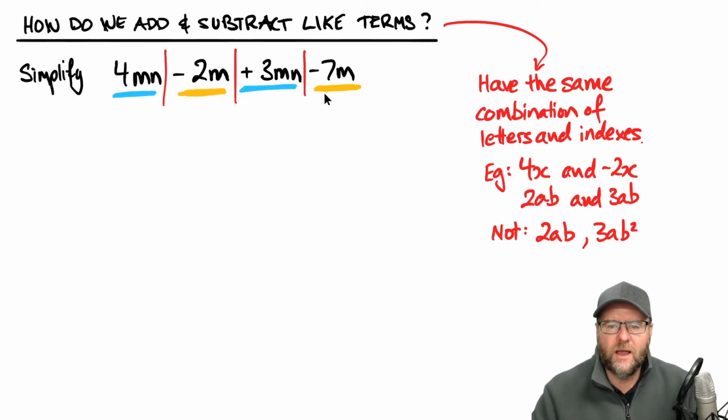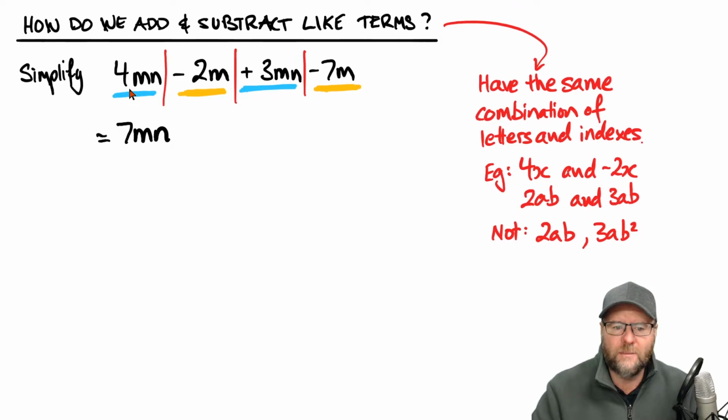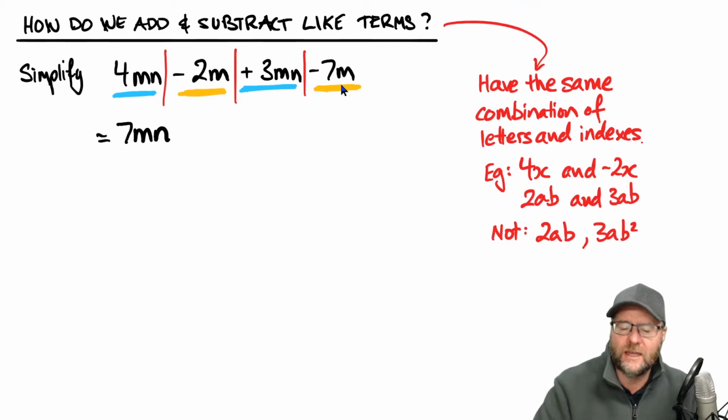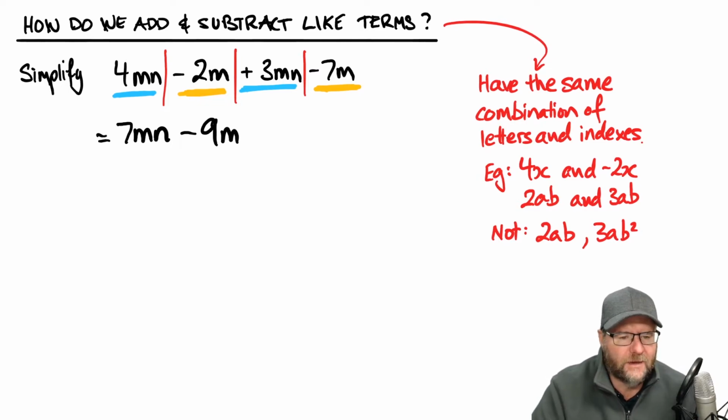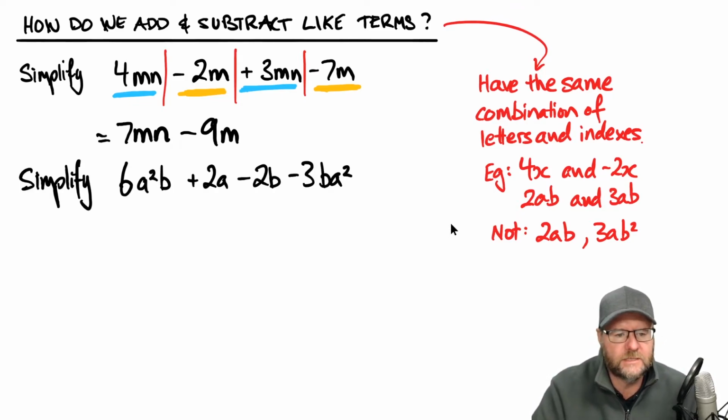So with my like terms, I can add and subtract things together so long as they are like terms. I'm going to take the 4mn and add the 3mn to get 7mn. I've got 4 of them, I add 3 more. I've got negative 2m, I take away another 7, so negative 2 take away 7 is negative 9. Actually, that should be 9m, sorry about that. So minus 2m minus another 7m gets me negative 9m. All right, let's have a look at another example.